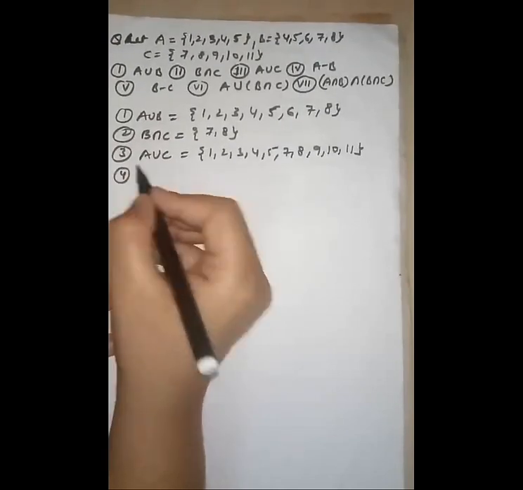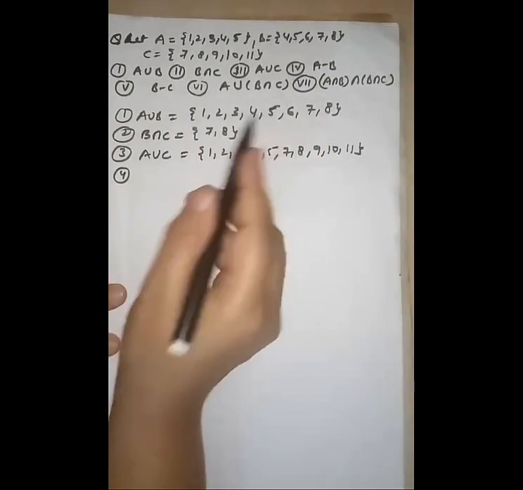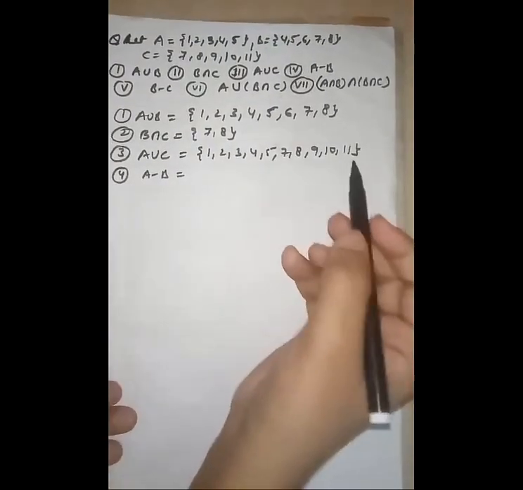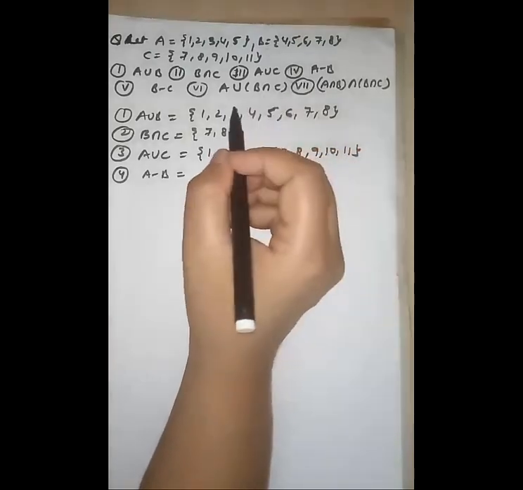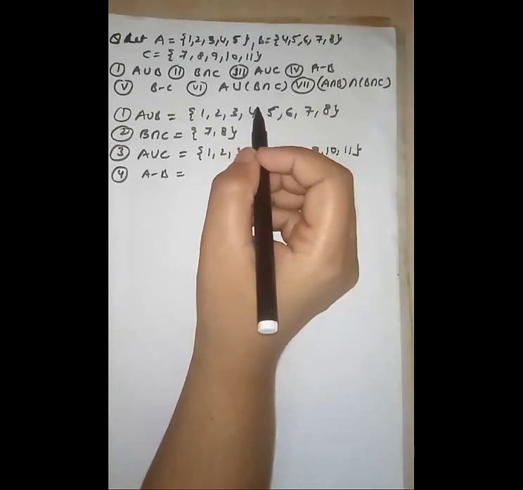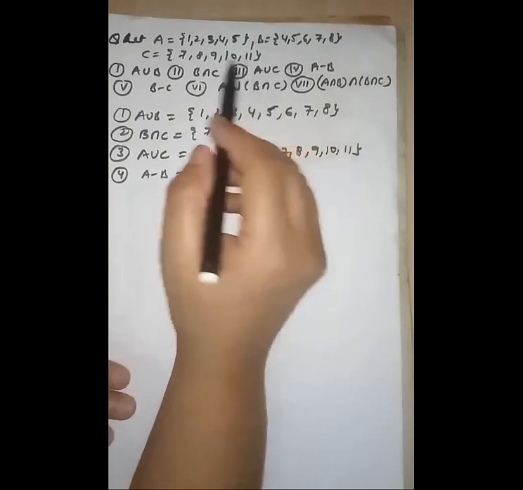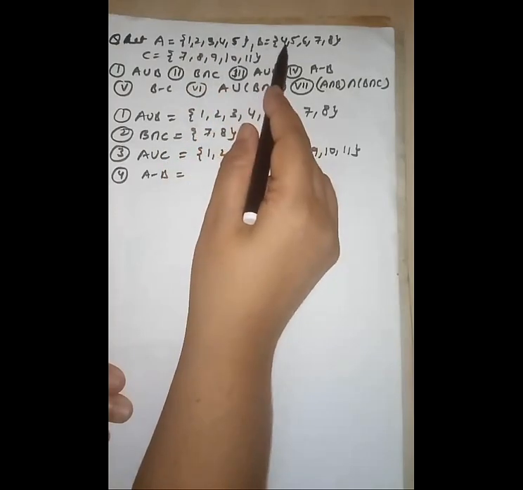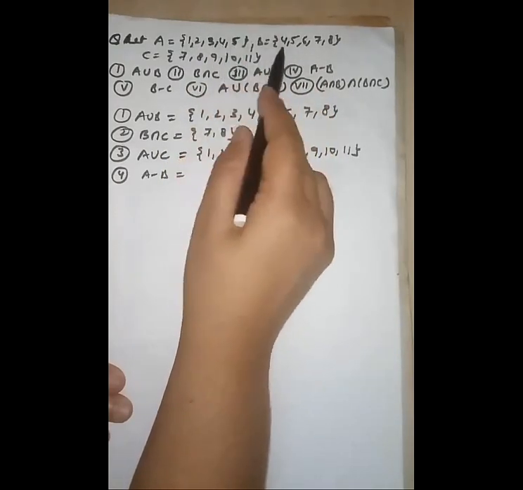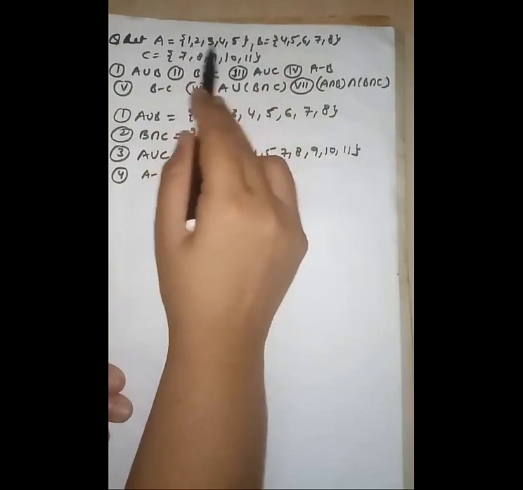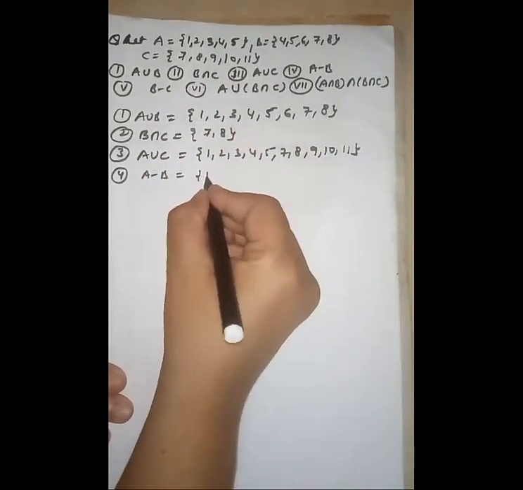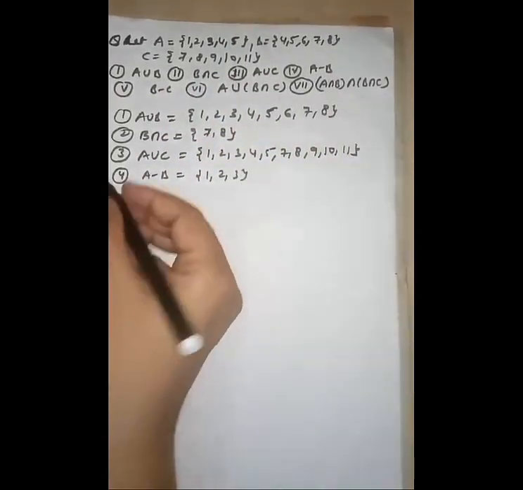Now fourth one is A minus B. A minus B means you are taking only the elements of A, which collection of elements belongs to only A. So here A minus B. You are seeing 1, 2, 3, 4, 5 and here 4, 5, 6, 7, 8. It means 4, 5 is common, so don't take it. Only the elements left in A, those are 1, 2, 3. So here answer is 1, 2, 3.